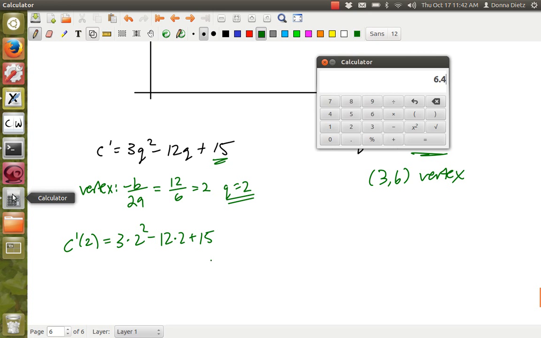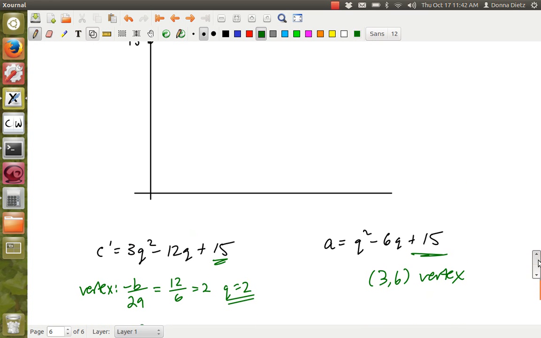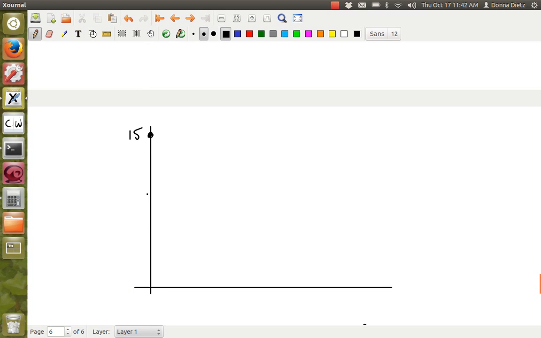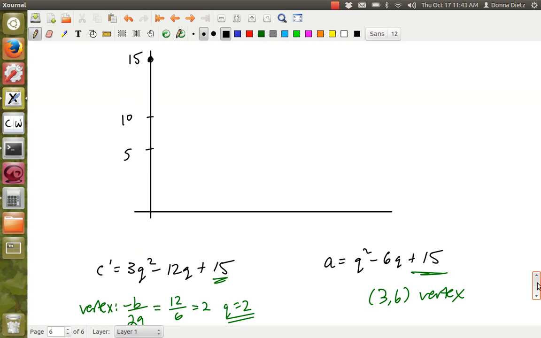Let's pull out the calculator. 3 times 4 minus 24 plus 15. And that is equal to 3. So 2, 3 is the vertex of that other guy. So let's put all these pieces together. Okay, so if this is 15, let's see, this is probably 10, 5, something like that. And so we want a vertex for A at 3, so maybe this is 3. And let's put 6 over here. 3, 6. If that's the case, then this is where 12 is.